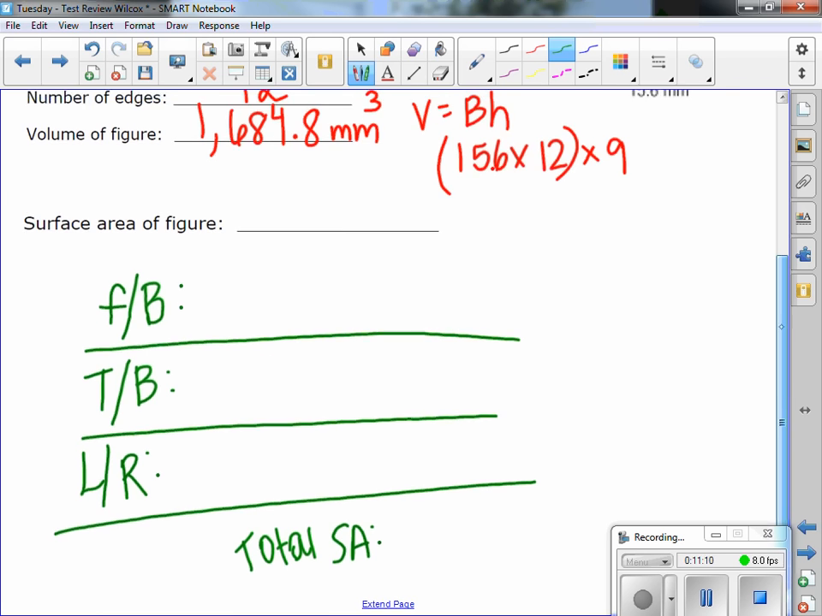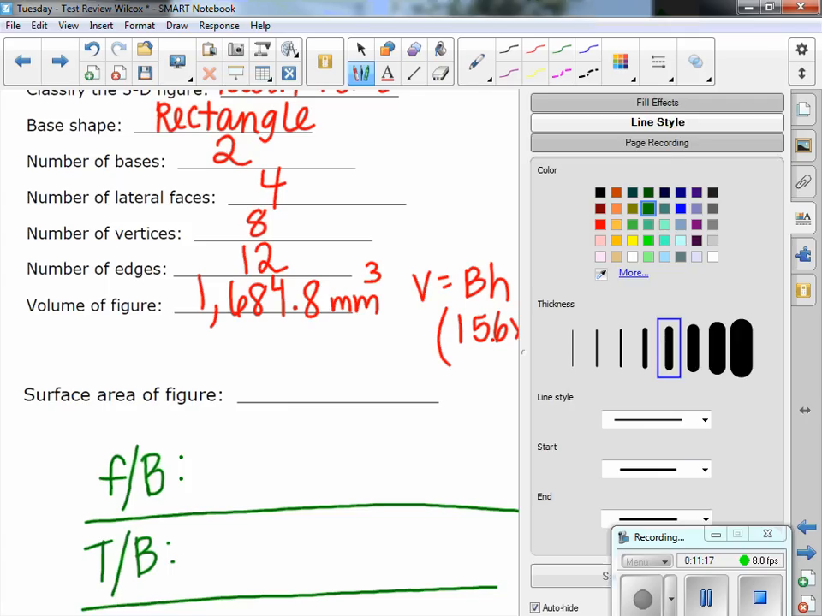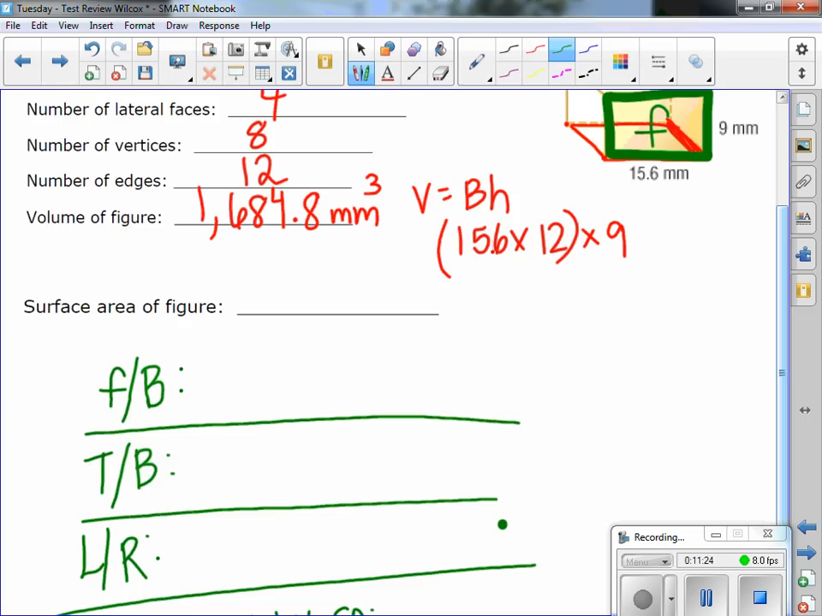So looking at this figure, it doesn't matter which piece you call the front or the sides. I'm going to call this piece right here the front. So it's this rectangle that I'm looking at. So 15.6 by 9 are its dimensions. So if I multiply 15.6 times 9, and I'm going to double that because I have a front and I have a back piece as well. I have two of those congruent rectangles. So when you multiply all of that out, you get 280.8.